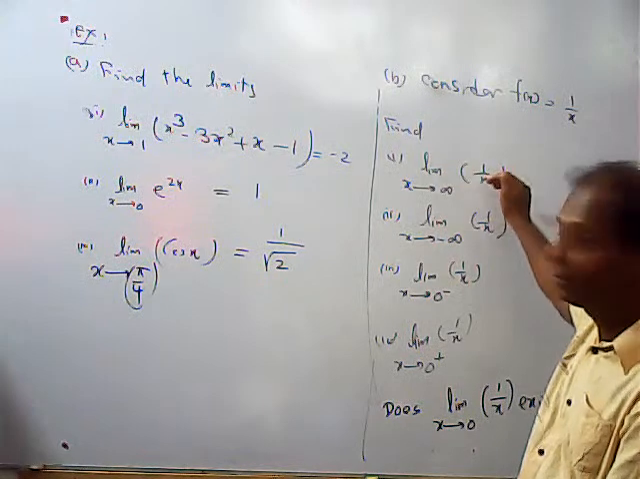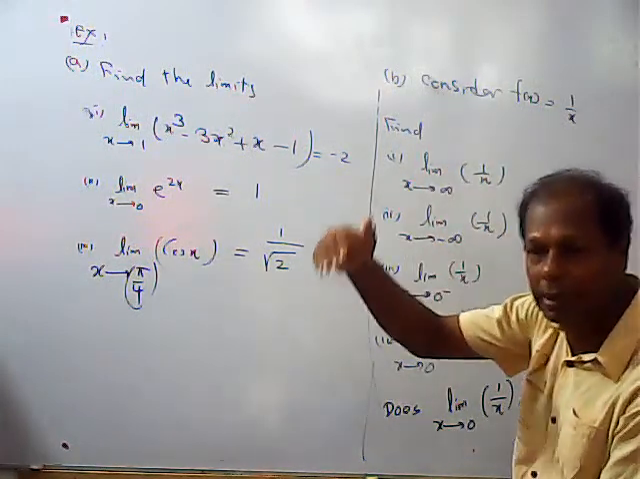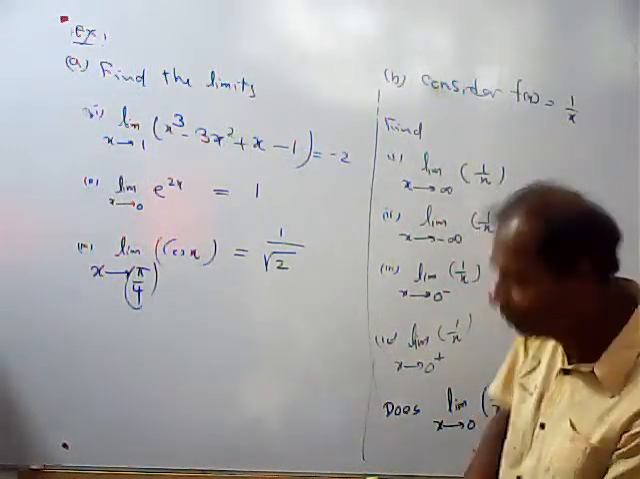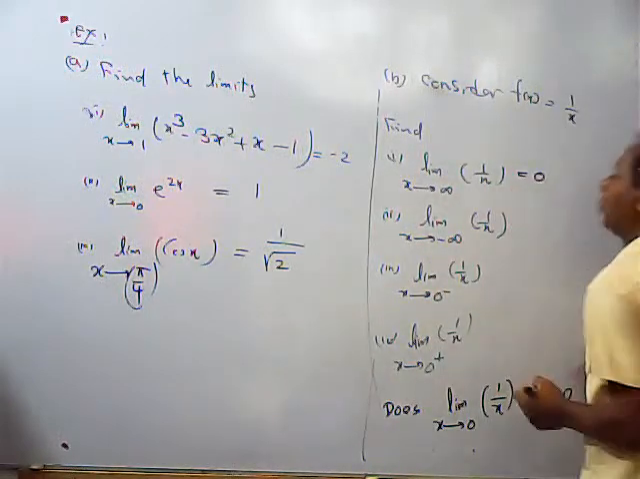Yeah, x is getting bigger and bigger. 1 over x is getting smaller and smaller and smaller, and it gets closer to 0. Yes. Agree? 0.